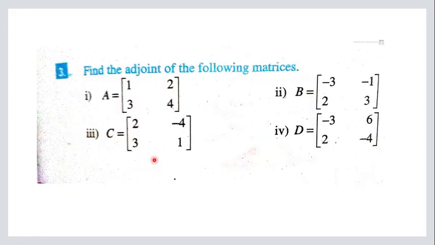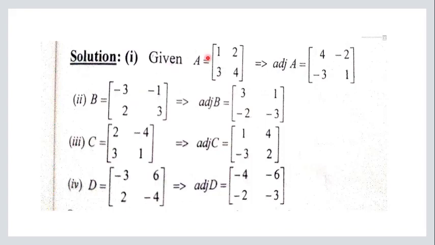Now coming to question number 3, find the adjoint of the following matrices. This question is quite easy. We will just change the position of the elements in the main diagonal, and then we will change the sign of the elements in the secondary diagonal. Alright, so this is matrix A. Adjoint of this matrix A will be: we need to change the position of the elements in this main diagonal. So this will become 4 and 1, and then we will change signs of the elements in the secondary diagonal. This will become minus 2 and minus 3.